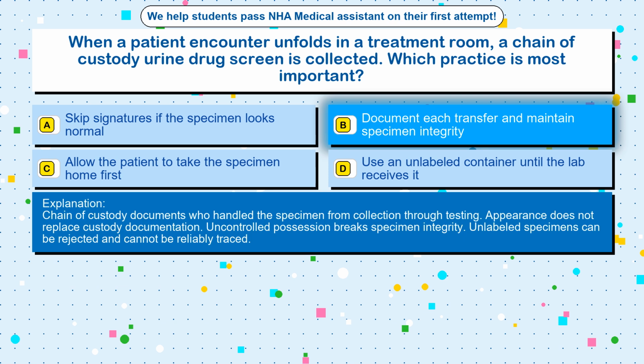Chain of custody documents who handled the specimen from collection through testing. Appearance does not replace custody documentation. Uncontrolled possession breaks specimen integrity. Unlabeled specimens can be rejected and cannot be reliably traced.